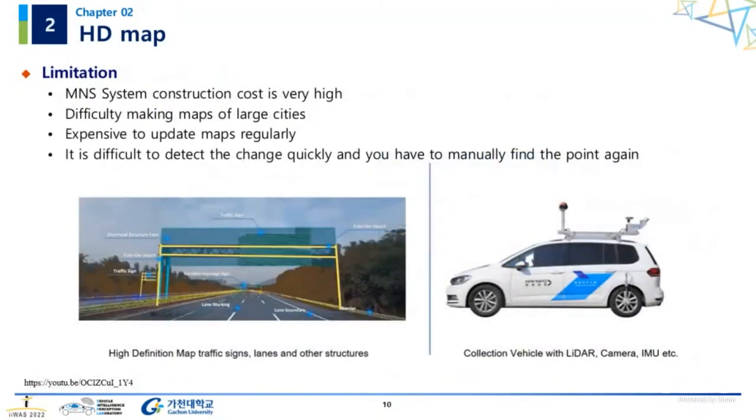However, since these systems are equipped with expensive sensors, it is too expensive to build one MMS system. If all sensors are equipped in one MMS, the price of one unit is at least several billions. And it is also difficult to create a large city map at once. It is necessary to visit complex city centers consisting of many nodes. That's why updating the map on a regular basis is also costly.